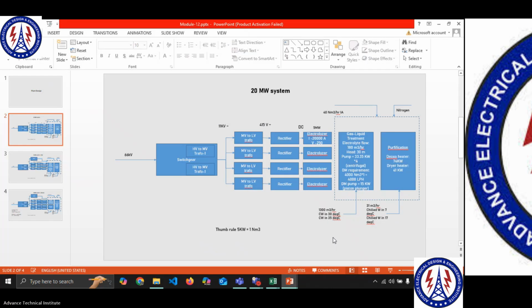So the exercise will be for you to design a system. I will tell you a configuration. You will have to design a system wherein you will size the electrolyzer, you will do the gas liquid treatment, you will size the pumps within it, you will calculate the cooling water flow required, you will size the purification unit, you find the size of the heaters, and then you find out the chilled water flow. So it will be like a complete basic engineering exercise for you.